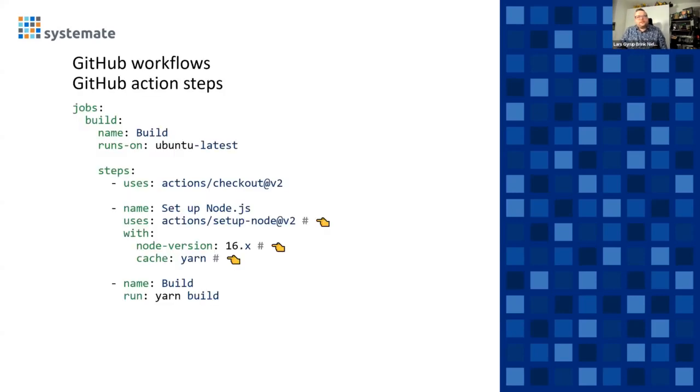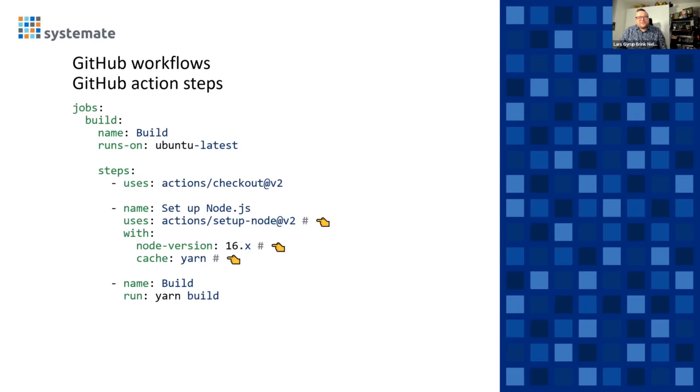So here is another action step. We can see that because it has the uses parameter here, and it's pointing to the actions setup node. So that will install Node.js version 16, and it will cache the dependencies using yarn. And yeah, I probably forgot a yarn install step here.